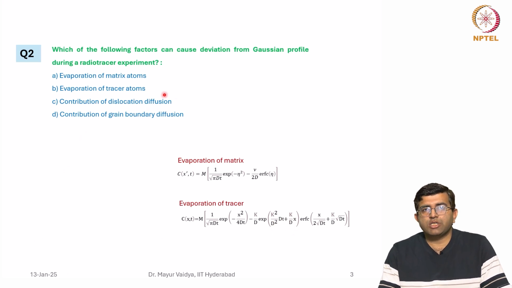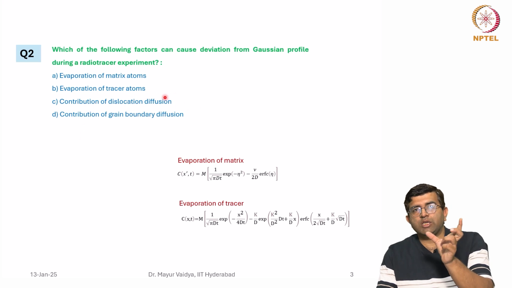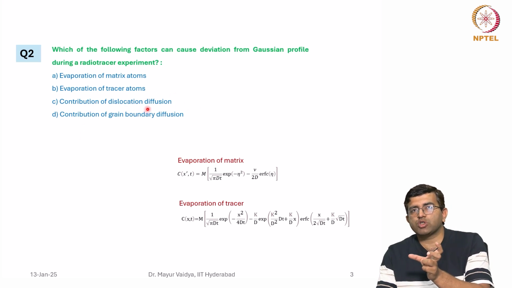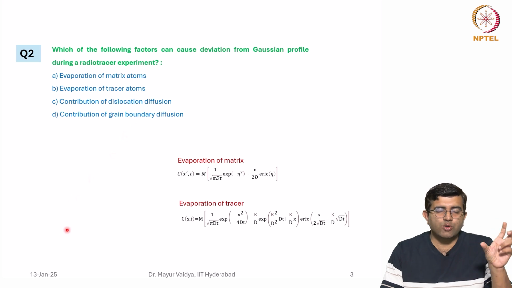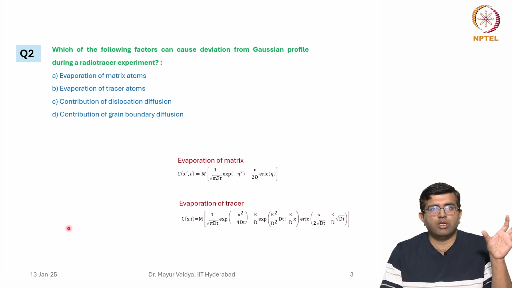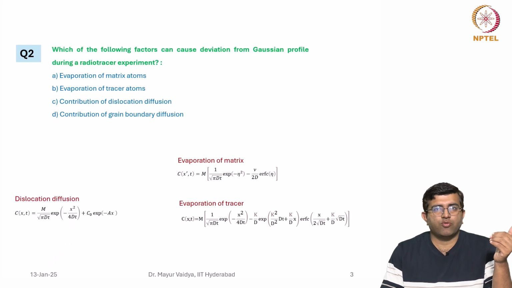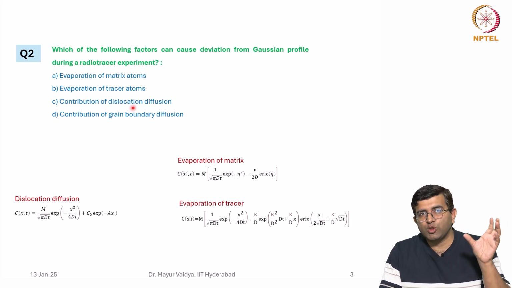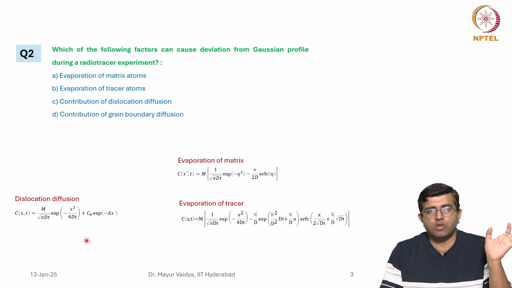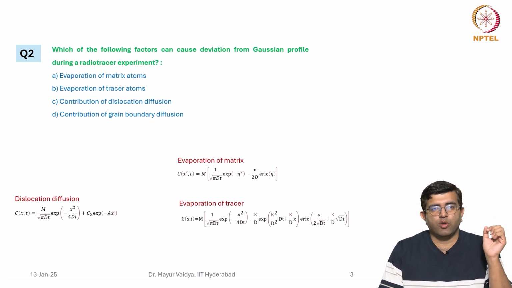Then, contribution of dislocation diffusion. Remember in the video we did not talk really about the dislocation diffusion, but we will see when we talk about it in the coming lectures, that also is a path available for the diffusion of atoms, and hence if the dislocation diffusion is present in significant amount, it can cause a deviation in the Gaussian profile. So, although in the actual video it was not mentioned specifically, please remember that dislocation diffusion can also cause a deviation in the Gaussian profile. Usually an expression like this is followed.